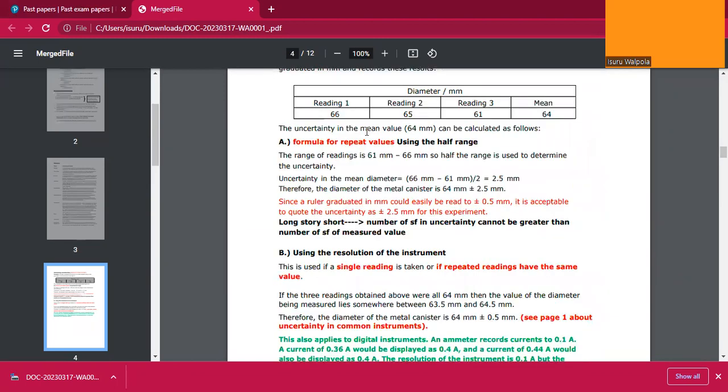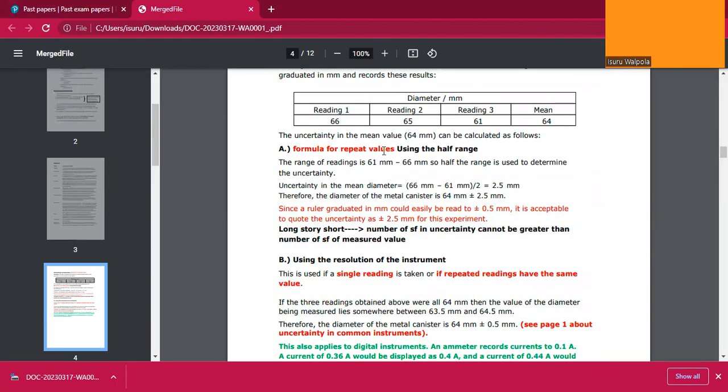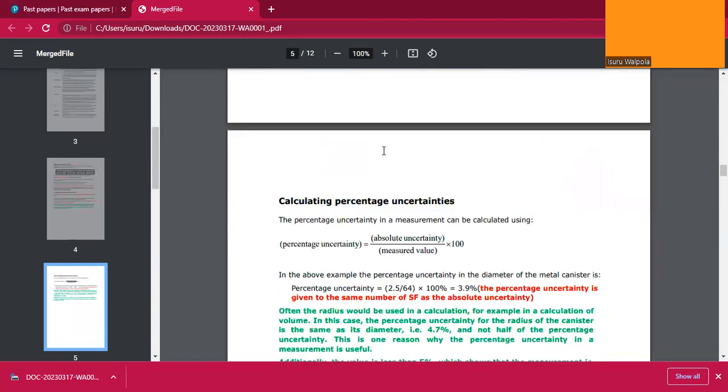Okay, so now we know how to find uncertainty for single reading and repeat reading. Now, percentage uncertainty is the uncertainty you got over the measured value times 100. For repeat values, it's uncertainty divided by mean times 100. So this is all about how to convert that uncertainty into a percentage uncertainty.